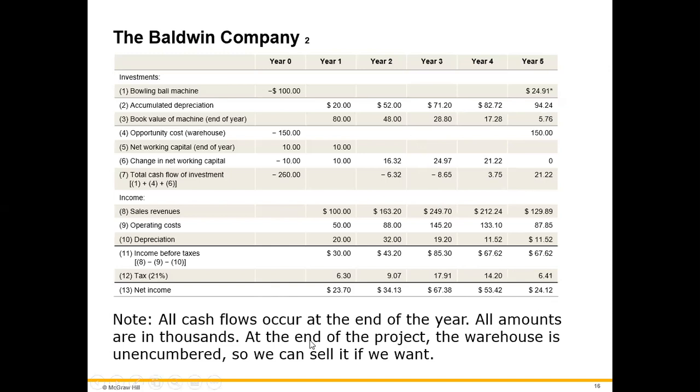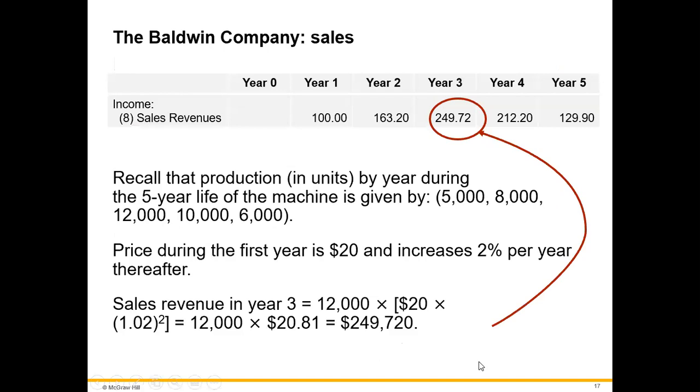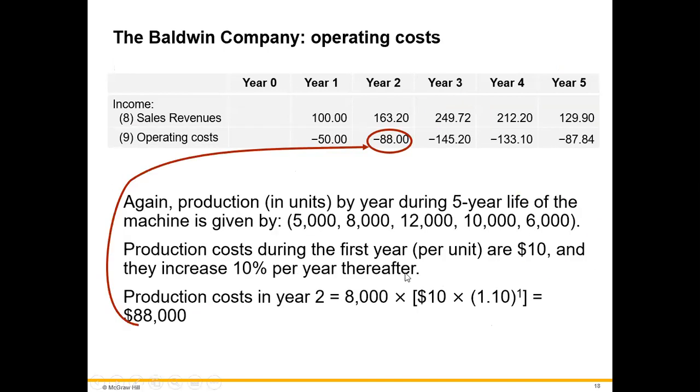Now there is an assumption here. All cash flows occur at the end of the year. All amounts are in thousands. As I said, we dropped all the 3 zeros there. Now, let's take a look. We're just showing you again how we can calculate all of these amounts in the sales revenue and then the operating costs. And I went through that. You can go back and take a look through it.